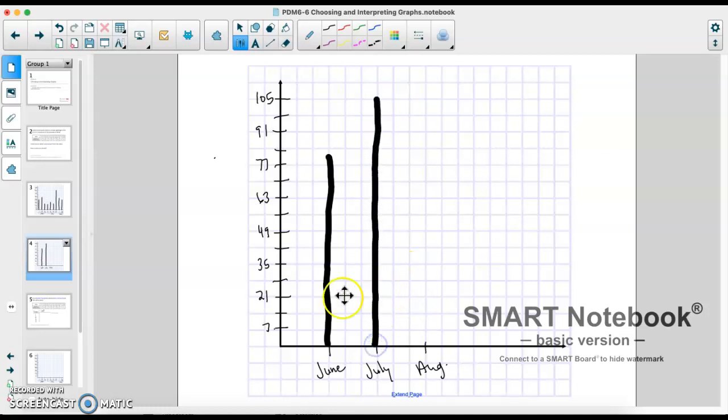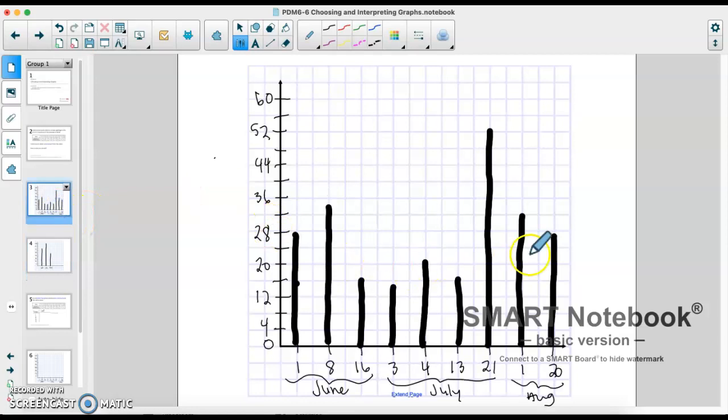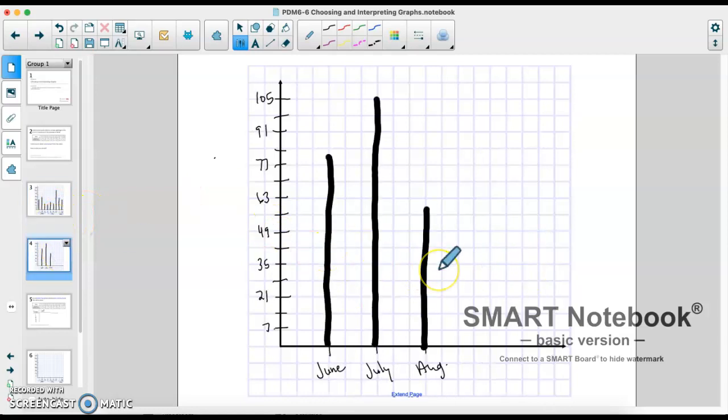As I'm drawing this, I picked a scale starting at 0, going up by 7s, stopping at 105. I probably could have picked a better scale, but anyway. And then in August, it was 58, which is just above this line. Now, there are advantages and disadvantages for each of these kinds of graphs. We have this one by day, and then this one by month.